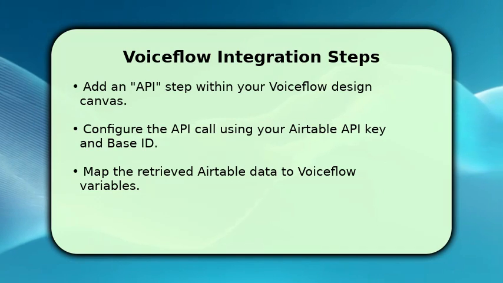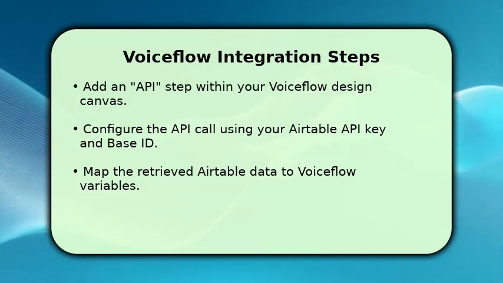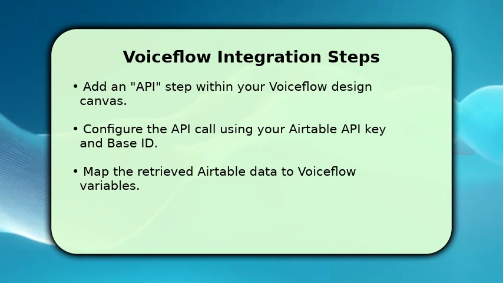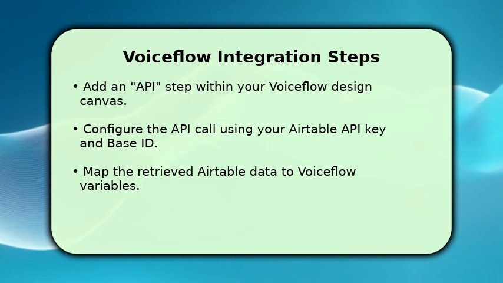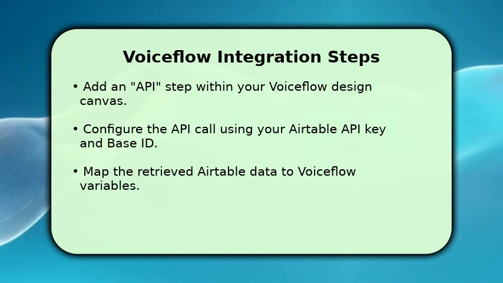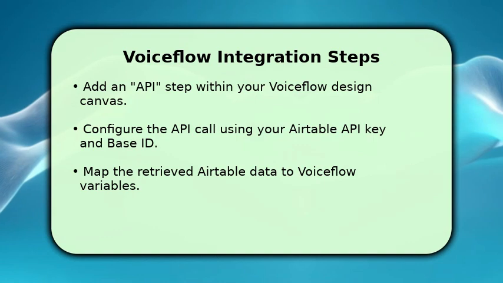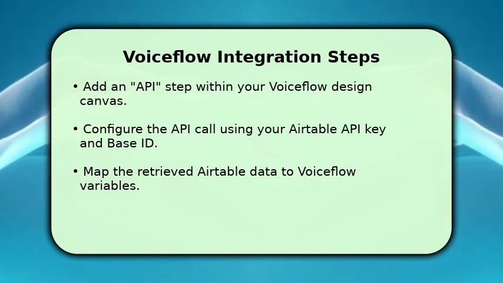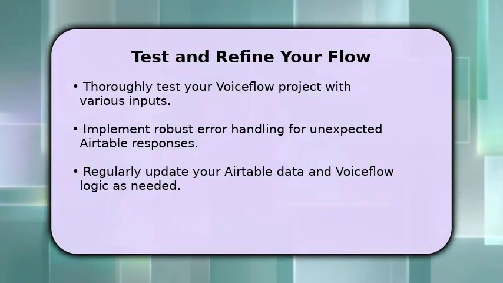Now, let's move to Voiceflow. Drag and drop an API step onto your canvas where you want to interact with Airtable. Configure this step by setting up a GET or POST request, depending on whether you are retrieving or sending data. Input your Airtable API key and base ID into the request headers or URL. Finally, map the data returned from Airtable to specific Voiceflow variables, allowing your agent to use this dynamic information in its responses.